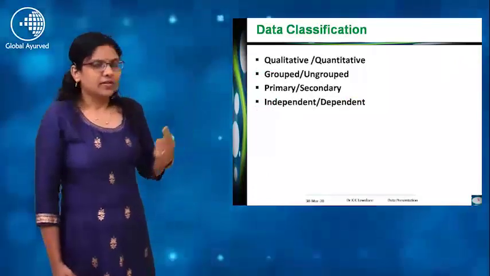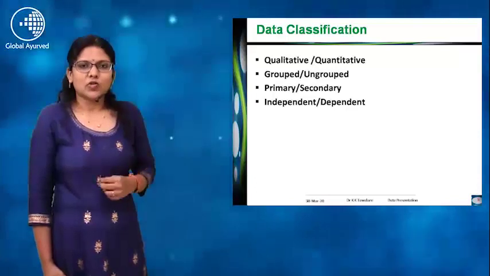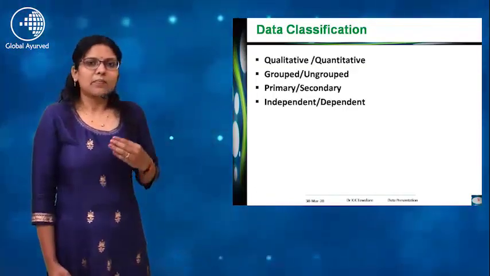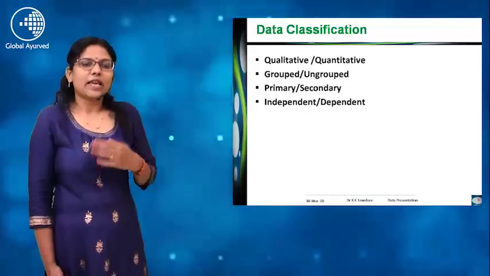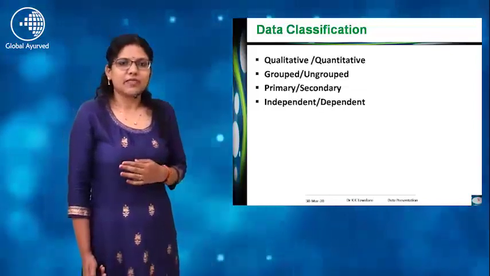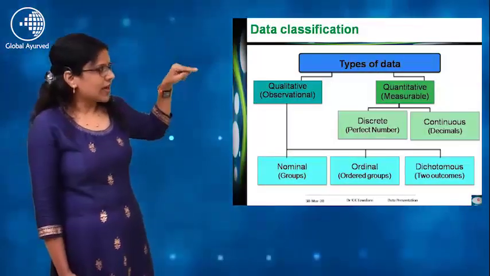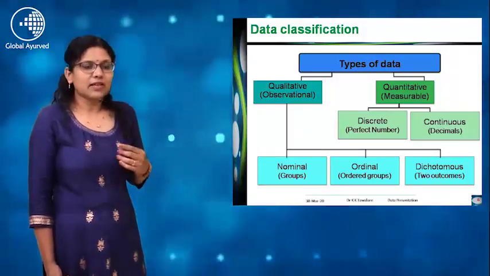Data classification. There are basically two types of data, qualitative data and quantitative data. Apart from this, we can also classify the data as grouped data, ungrouped data, primary data, secondary data, independent data and dependent data. But basically there are mainly two types of data. First one, qualitative data and the quantitative data. So we will see one by one.